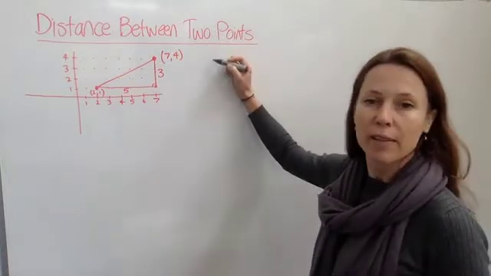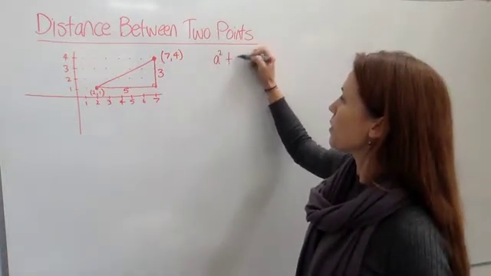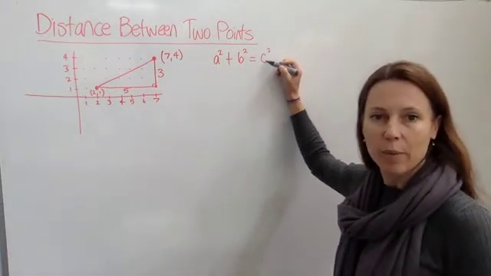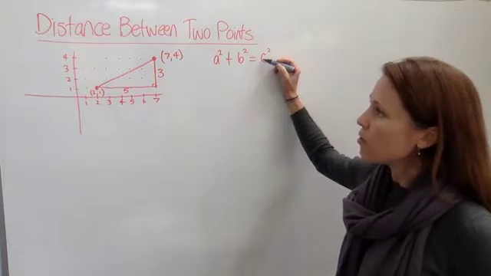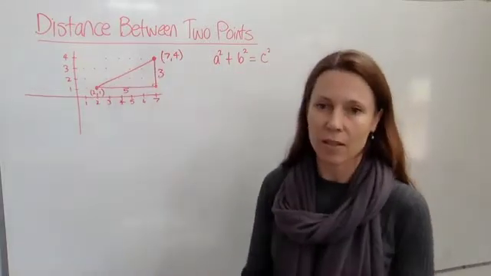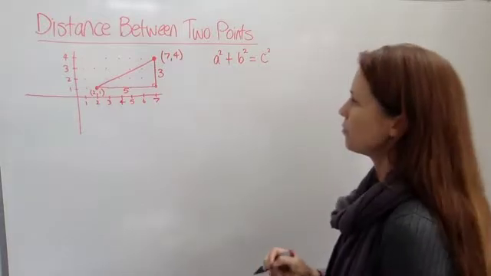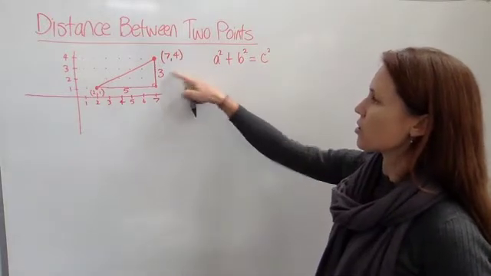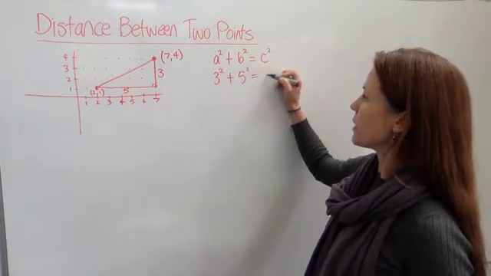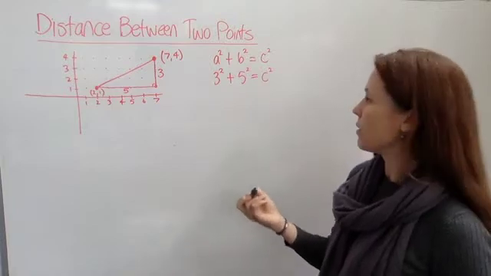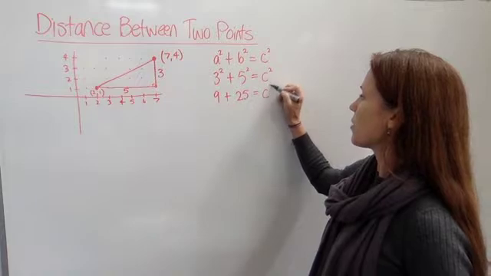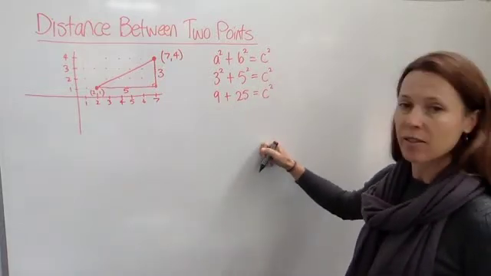Now, we already know from Pythagoras that a squared plus b squared equals c squared, where c always has to be the hypotenuse, or the long side. And when you're finding the distance between 2 points, that long side will always be the distance that you're trying to find. So what we can do here is just sub in the values that we know. We know 3 squared plus 5 squared will need to equal our distance squared. Simplifying this, we have 9 plus 25 equals c squared, and 25 plus 9 is 34.